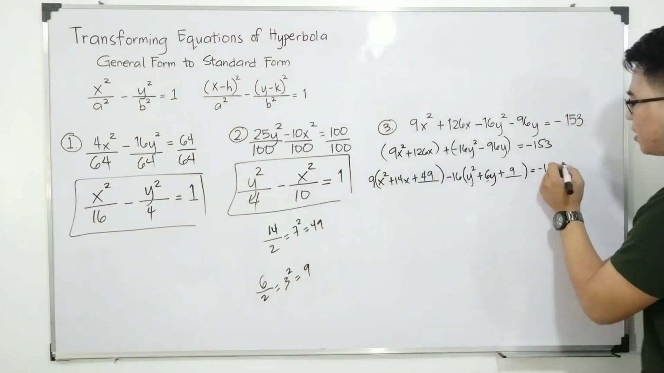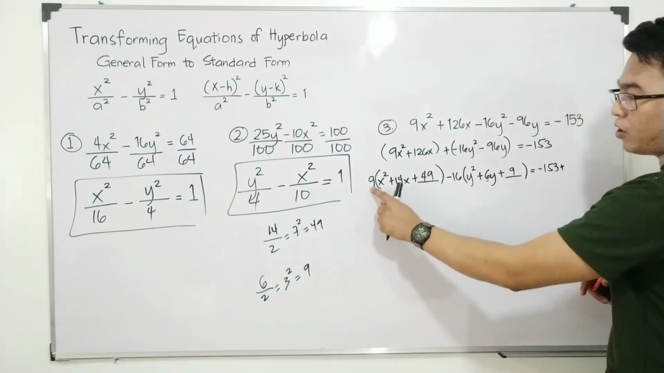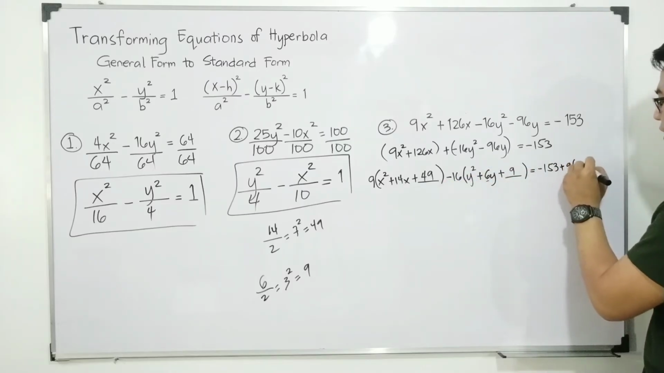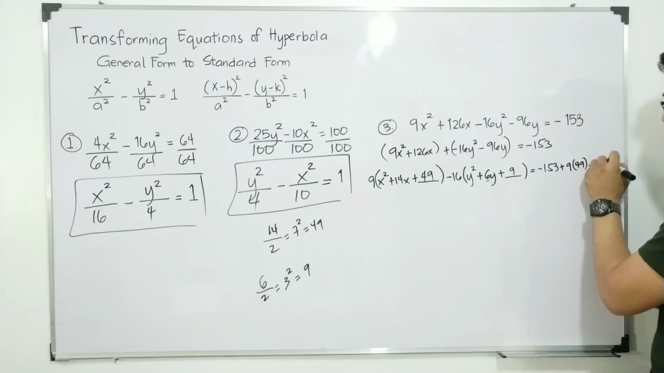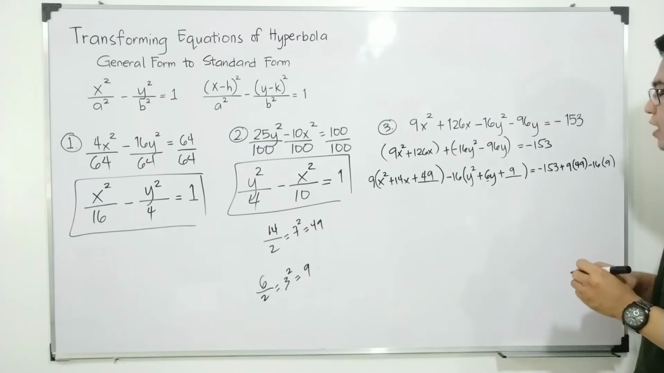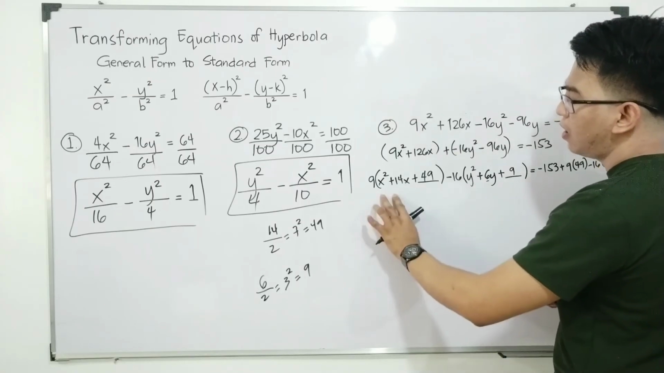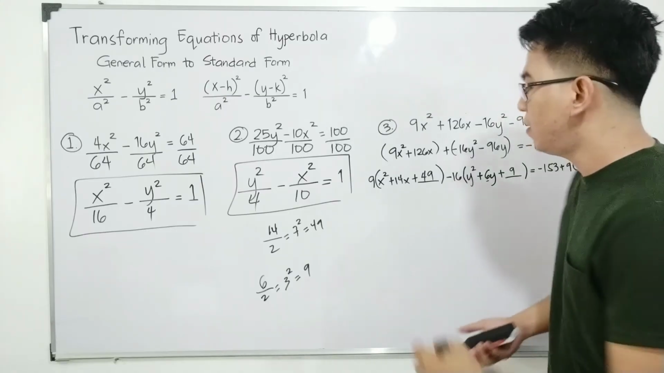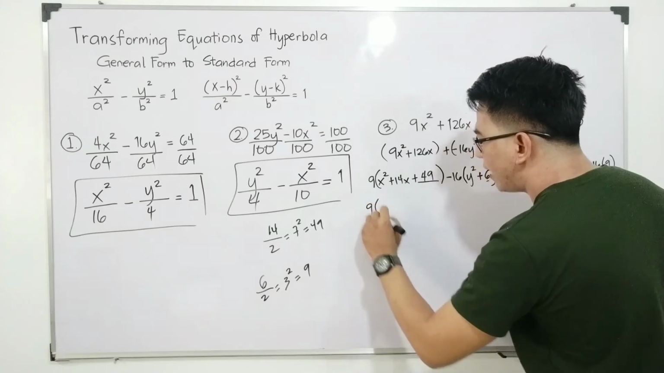So what will happen is we have negative 153. Kunin mo to, 9 times 49. Ito naman, get negative 16 times 9. Ayan ang mangyayari sa atin dito. So dito, since perfect square trinomial na to guys, kailangan natin siyang i-express as square of binomial. So, madali lang naman siya. Kunin mo to 9 times.